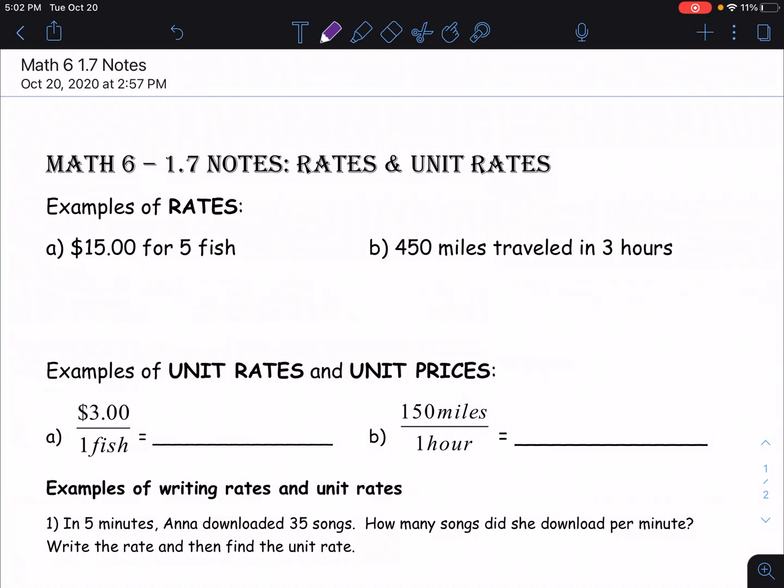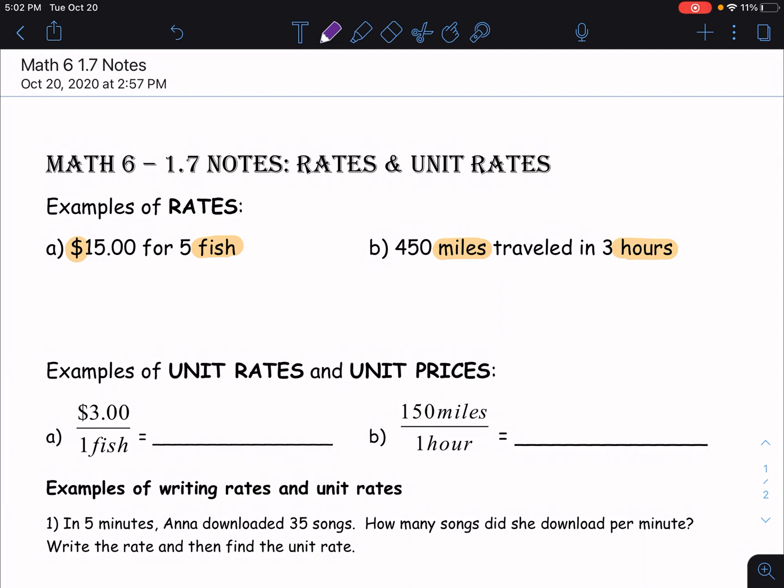So today we're going to be talking about rates and unit rates. The biggest difference between the rates that we're talking about today and the rates that we've talked about previously is that these rates now have two different units. For example, I've got dollars and fish. Here I've got miles and hours.